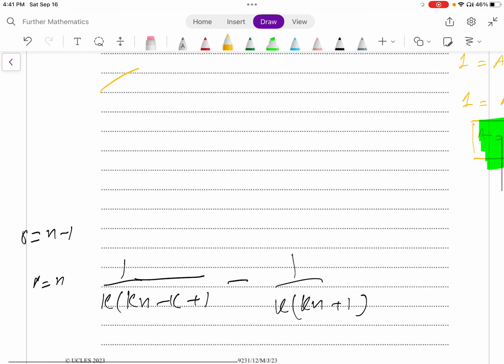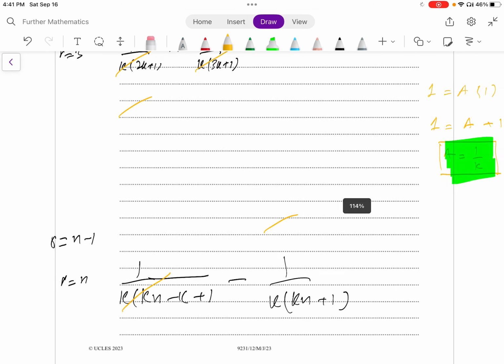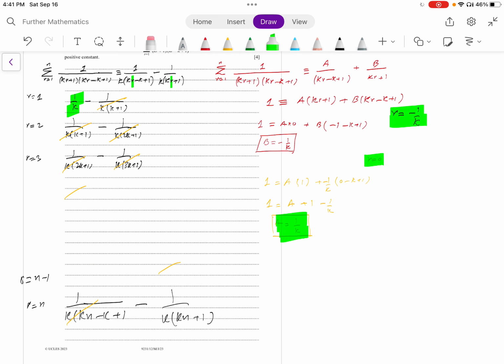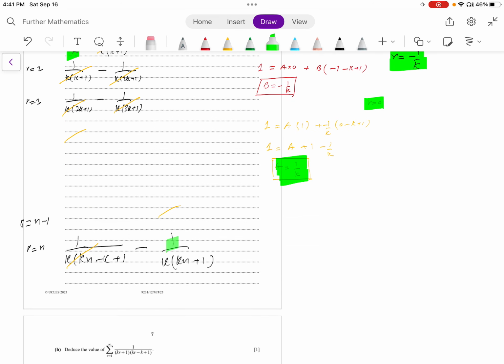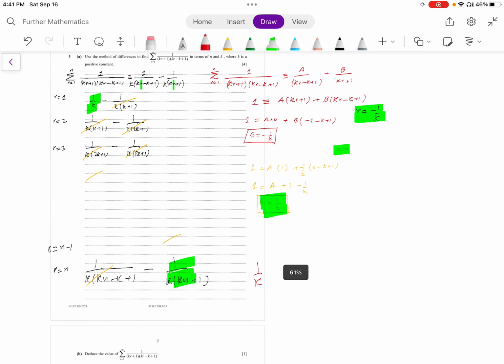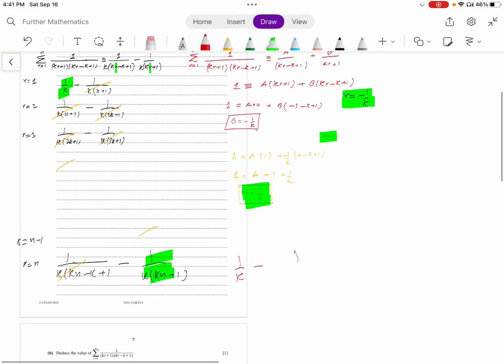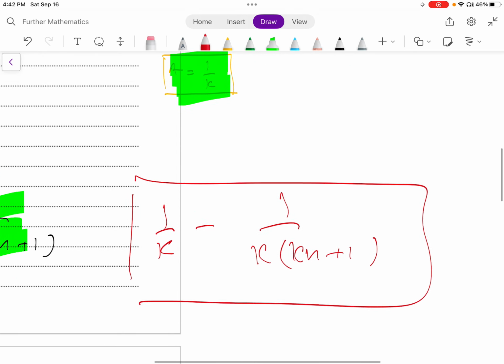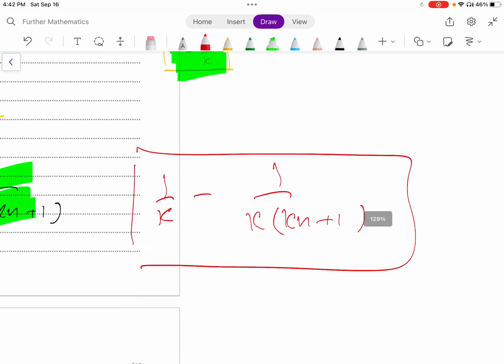Similarly, this will be cancelled with the previous term. So in the end we'll have 1 over k left, and this last term is left. So the two terms we have are 1 over k minus 1 over k times (kn plus 1). So this is the sum required in the first part. The sum is 1 over k minus 1 over k times (kn plus 1).